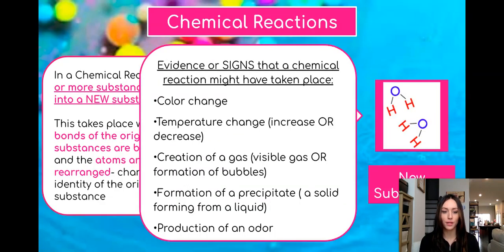We also know that there are some signs that tell us it's very likely that a chemical reaction has taken place. Things like color change, temperature change, the formation of a gas, a precipitate, or the production of an odor. However, these are simply signs that tell us it is likely that a chemical reaction has taken place. They are not enough to prove whether or not the reaction has occurred. In order to do that, we must perform property analysis.